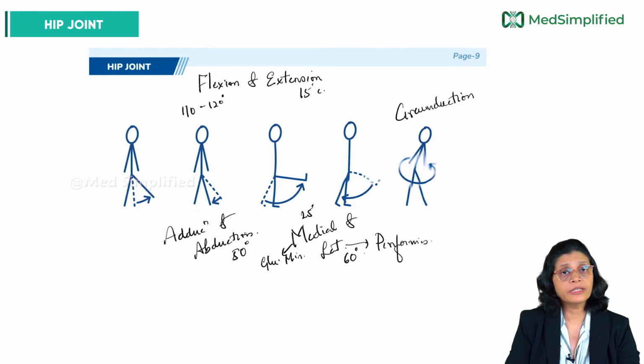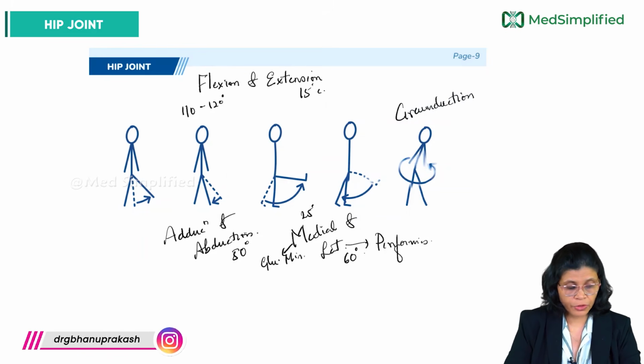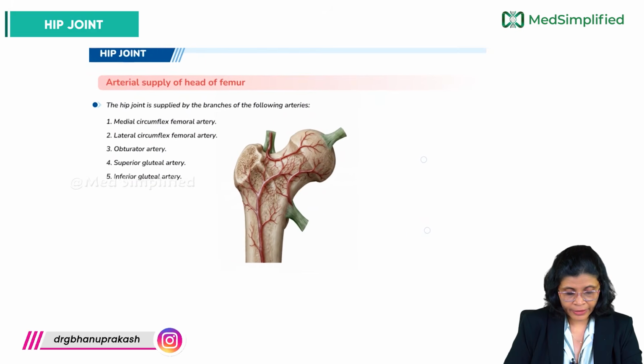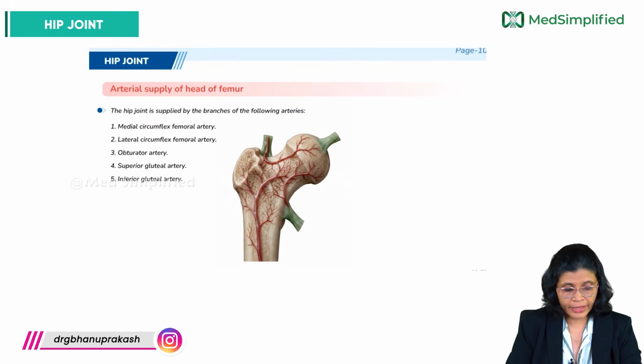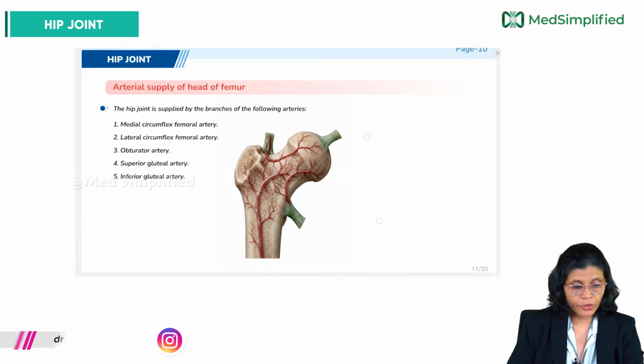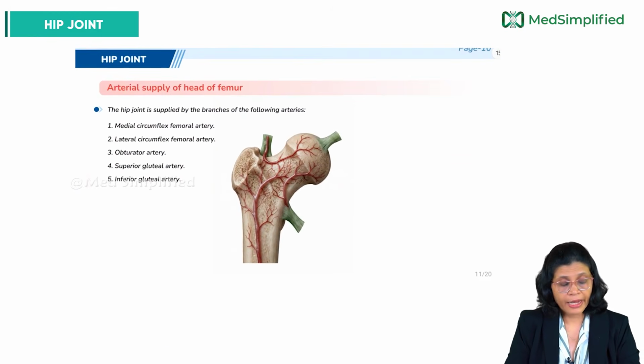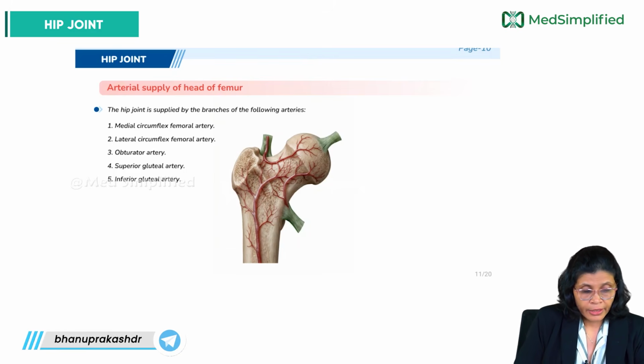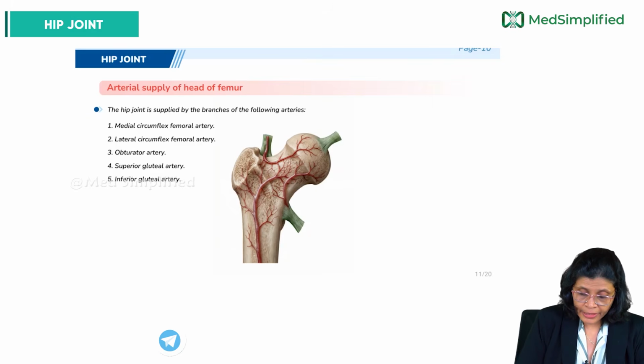So these are the movements taking place around the hip joint. Next, let's move on to the arterial supply of the head of the femur. Mainly, the hip joint is supplied by the branches of the medial circumflex femoral artery, the lateral circumflex femoral artery, obturator artery, superior gluteal and the inferior gluteal. Mainly it is derived from three sources, though all these arteries supply around the hip joint.